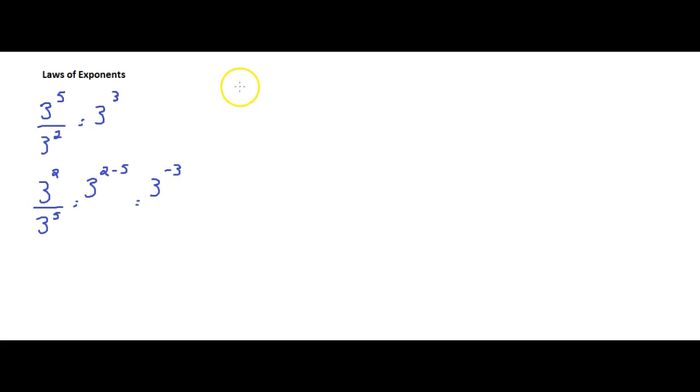How does that look if we write it out the long way? So 3 times 3 over 3 times 3 times 3 times 3 times 3. We start doing our canceling again. That cancels with that, and that one cancels with that, leaving me a 1 up here. And that's equal to 1 over 3 cubed.